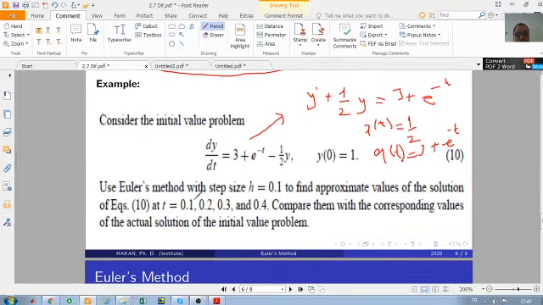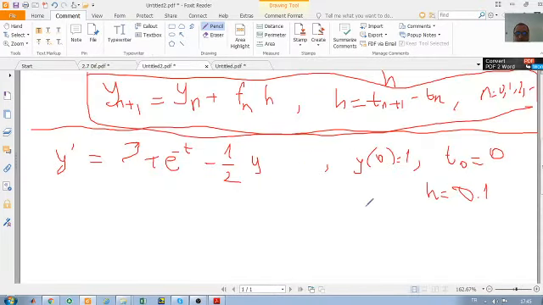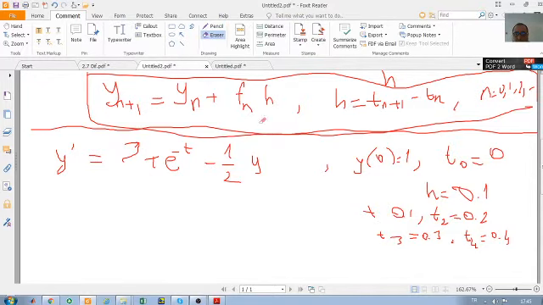And the values are 0.1, 0.2, 0.3, 0.4, namely t1 is 0.1, t2 is 0.2, t3 is 0.3, and t4 is 0.4. And you see the difference of them respectively is equal to 0.1. t2 minus t1 is 0.1, and so on.